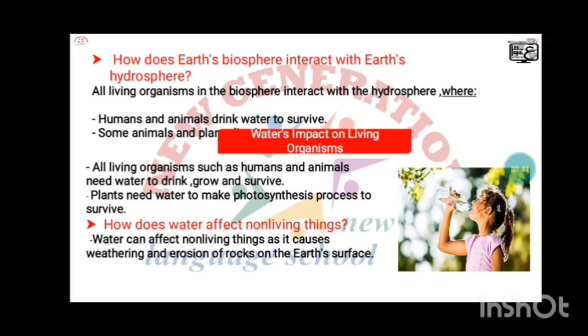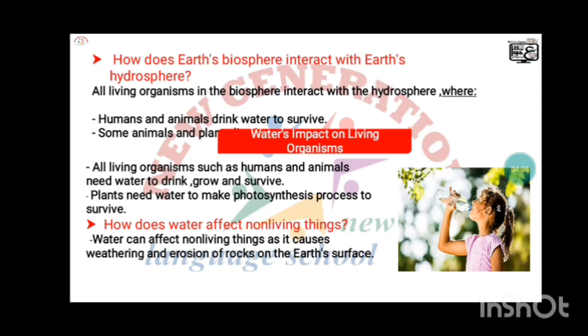So all living organisms in the biosphere interact with the hydrosphere. How? Number one, humans and animals need water to survive. Number two, all living organisms such as humans and animals need water to drink, grow, and survive. Number three, plants need water to make the photosynthesis process, as we learned in the previous semester.